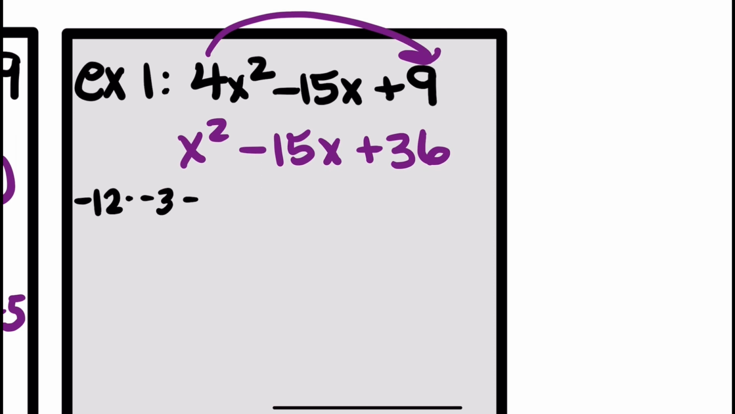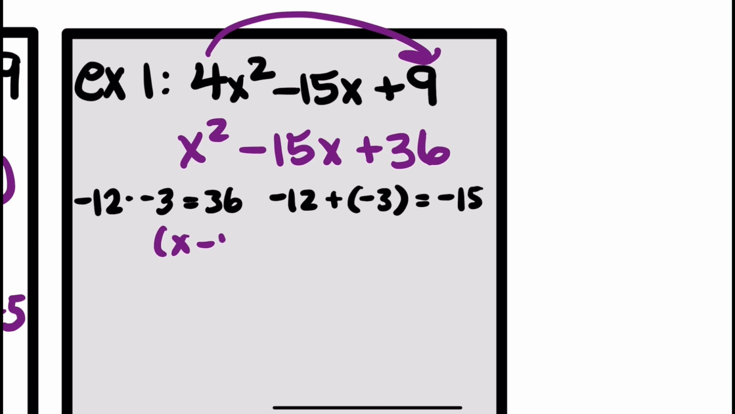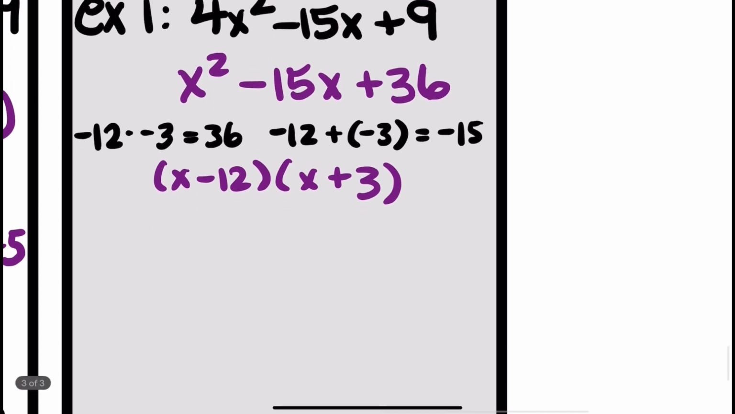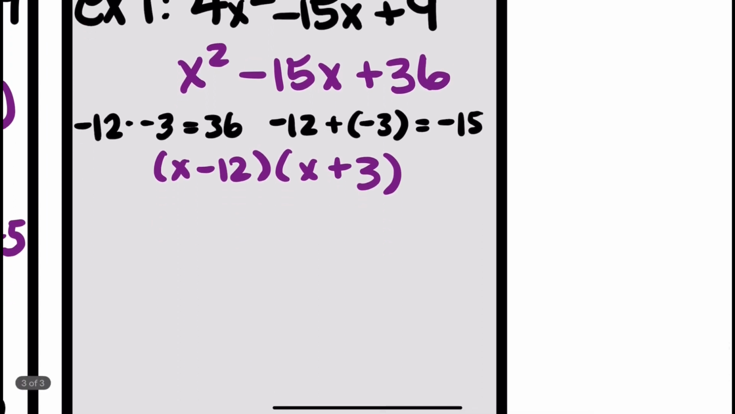So you would factor this normally. The factors of c that add up to b. So 12 and negative 3 would be those factors. So you can see now that I'm writing x minus 12 and x plus 3 as the factors for x squared minus 15x plus 36.